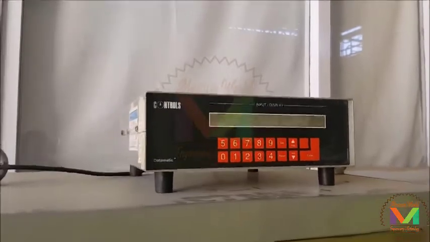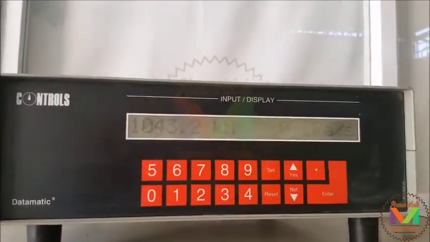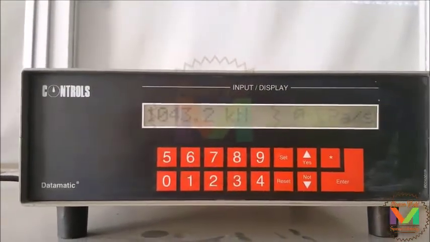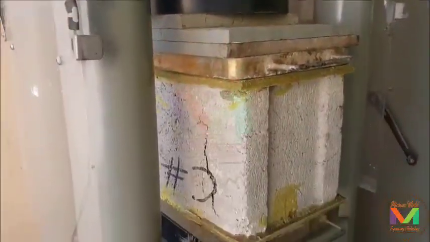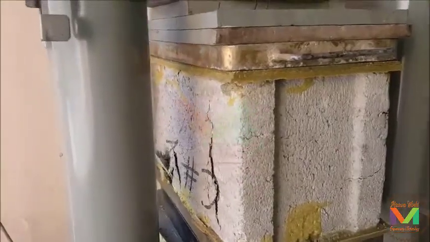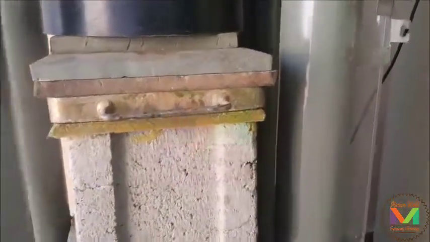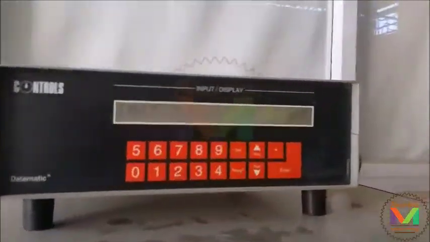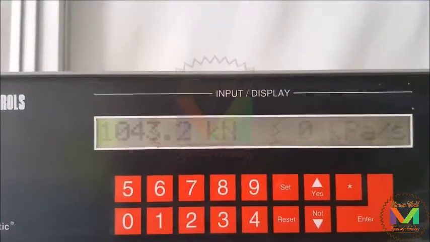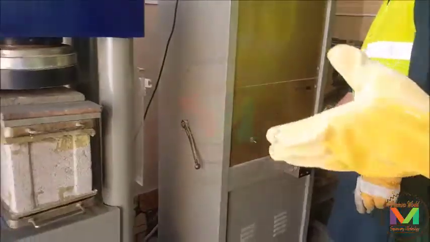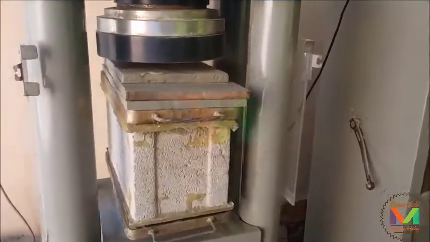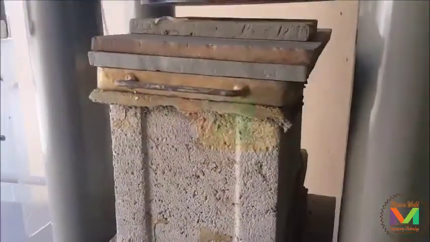As you can see, we have crushed the specimen at 3.3 kilonewton, which is done. We need to remove this specimen and crush the next one. As you can see, we are crushing the second specimen according to ASTM C140.